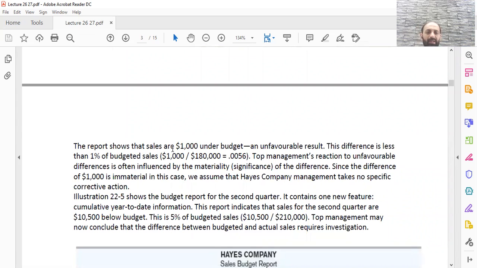The report shows that sales are 1,000 under budget, an unfavorable result. This difference is less than 1% of budgeted sales. Top management reaction to unfavorable budget differences is often influenced by the materiality, the significance, of the difference.